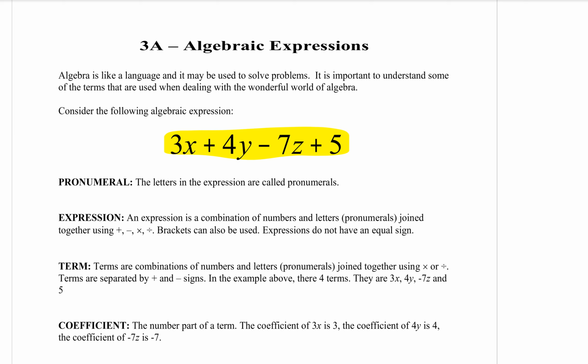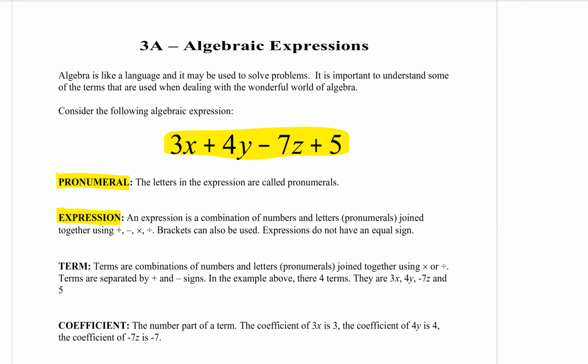So the first word that you need to know is the word pronumeral. Okay, because you're going to be having a whole bunch of questions to say, find the value of the pronumeral. And all that means is find the letter. The pronumeral means the letter. So we've got x's, we've got y's, we've got z. We've got 3 different letters in that particular expression there. Okay, that's the pronumerals. The next word you need to know is the word expression.